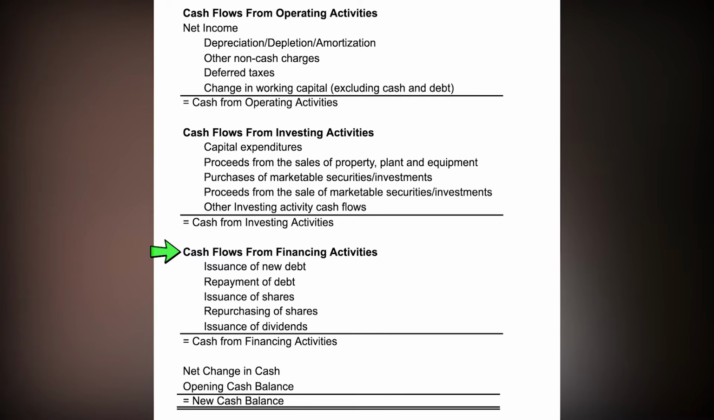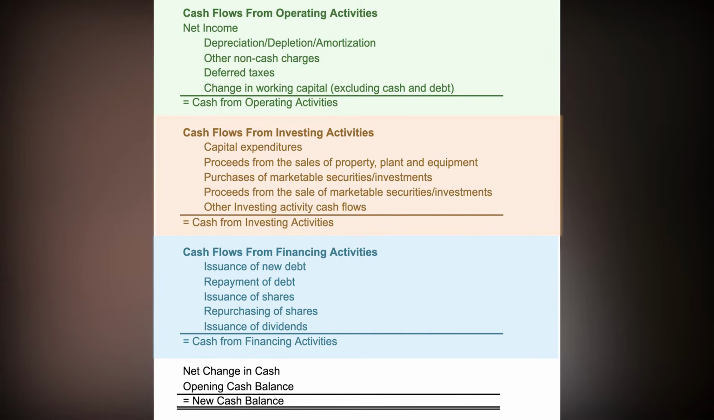And then the third section is cash flows from financing activities. This includes adjustments for issuance of new debt, repayment of debt, issuance or retirement of shares, as well as cash flow for dividends. The result of each of these three categories tells us the net change in cash in the time period for the statement.